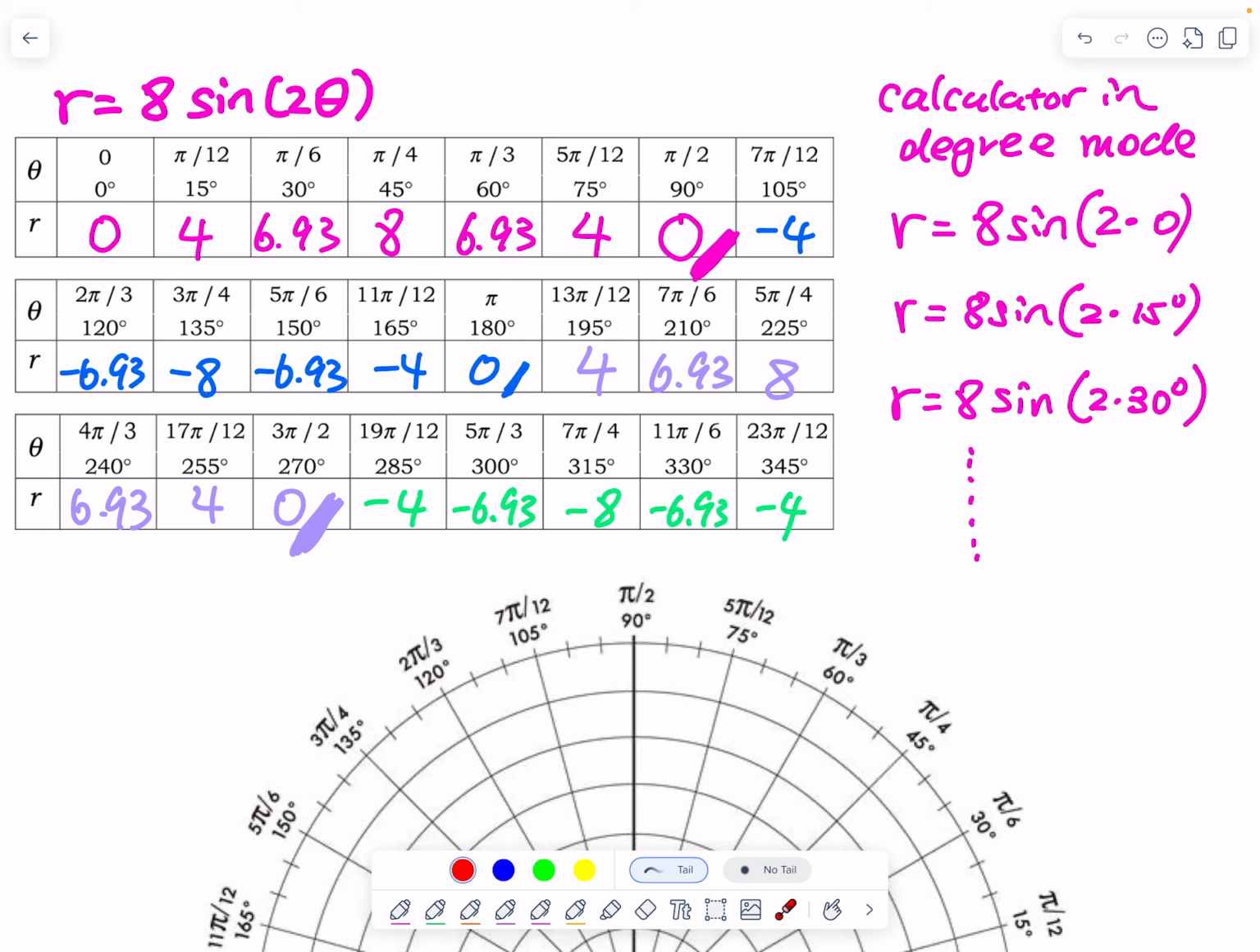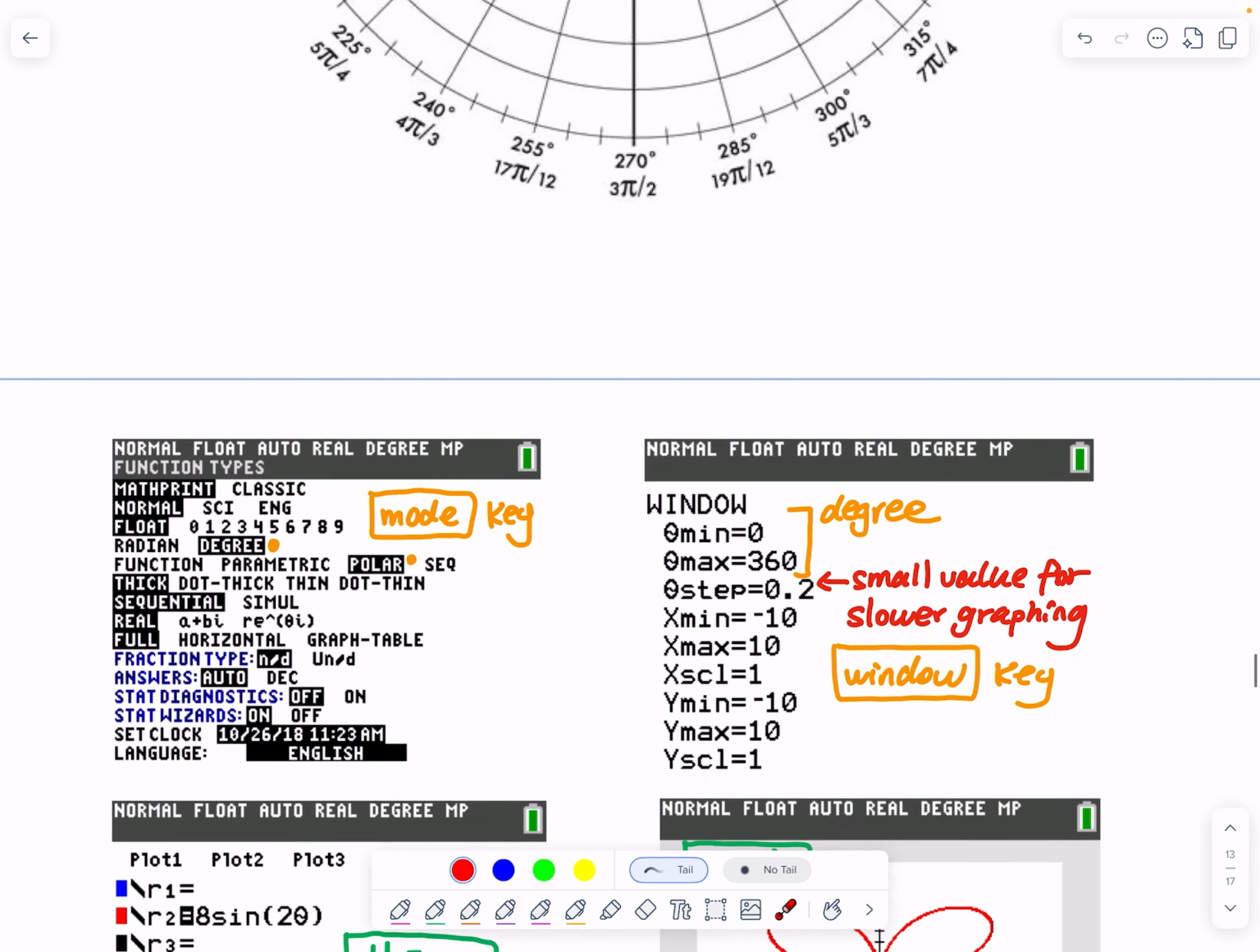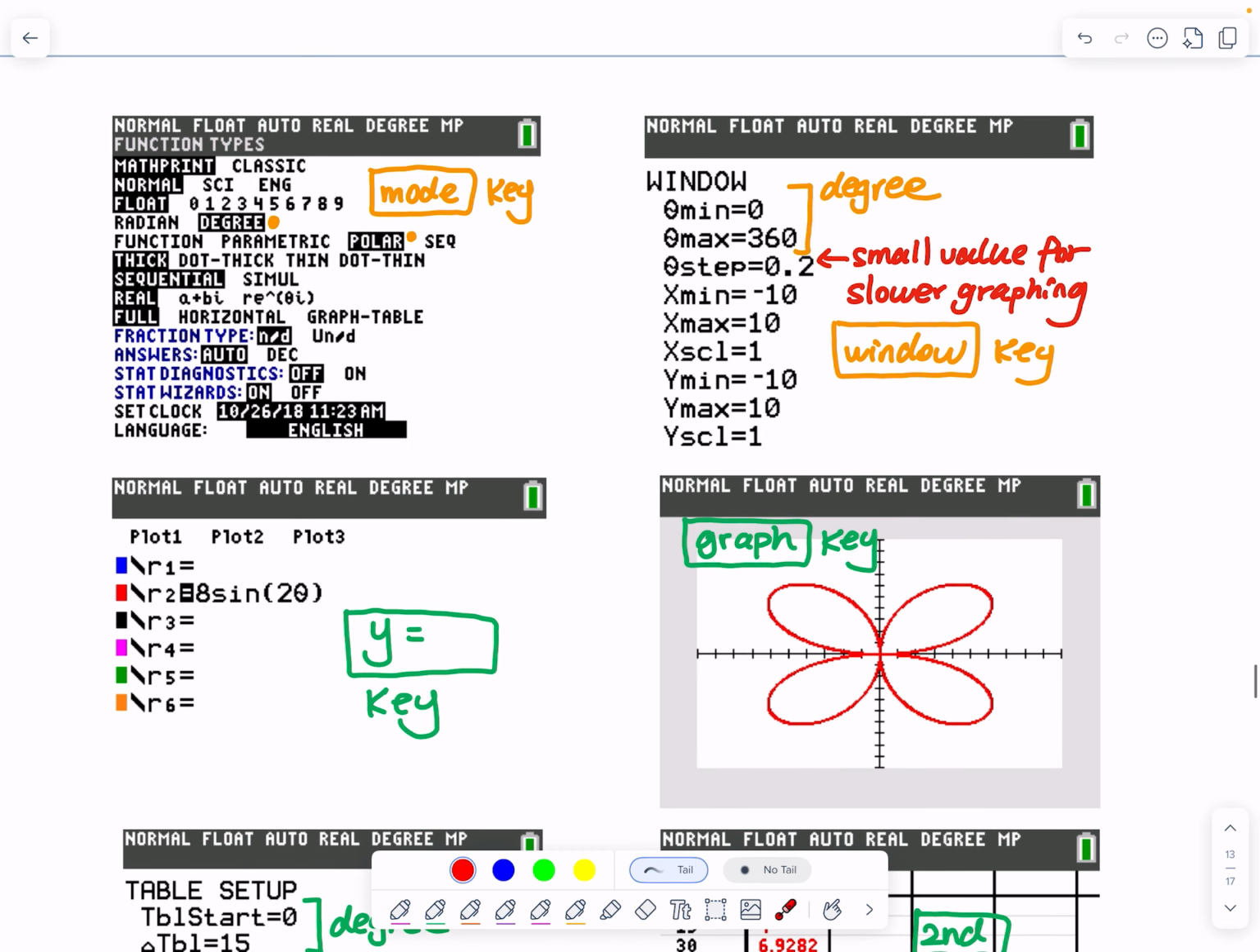Is there a way to get these values much faster? Yes, you can use your TI-84 graphing calculator. Here is how. Let me move to the next page. You need to set your calculator in degree mode. To do so, you hit the mode key, and then set your calculator in degree and graphing polar equation. Degree and graphing polar equation.